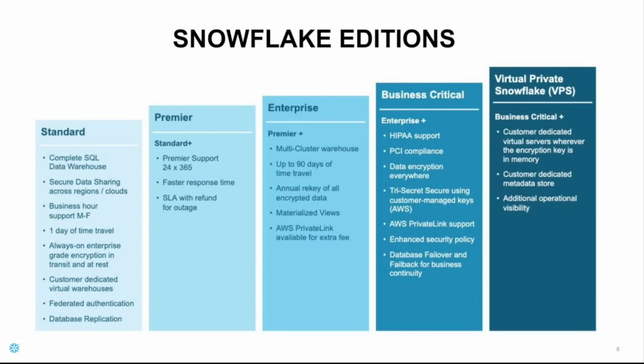Now, after the enterprise version, you have two editions which are specific to your own requirements. The first one is business critical. This contains all the features of enterprise plus standard plus premier. Along with that, it also supports HIPAA. And it is also PCI compliant.